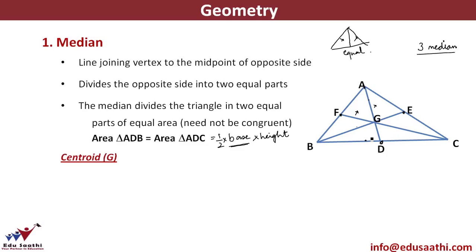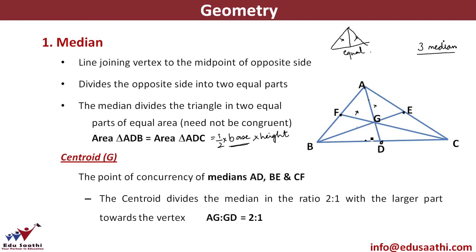The three medians that we have are concurrent at a point which is known as the centroid, denoted by G. So the centroid is the point of intersection of all the three medians of a triangle. If two medians are given, the point of intersection is the point from where the third median will also pass. So it's a point of concurrency of the medians AD, BE and CF.